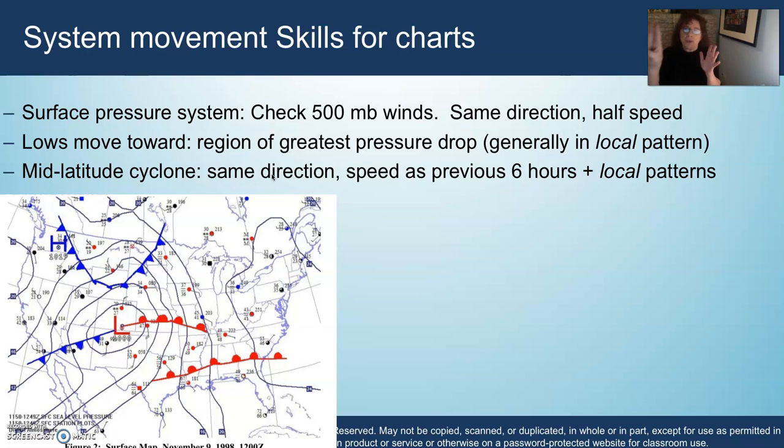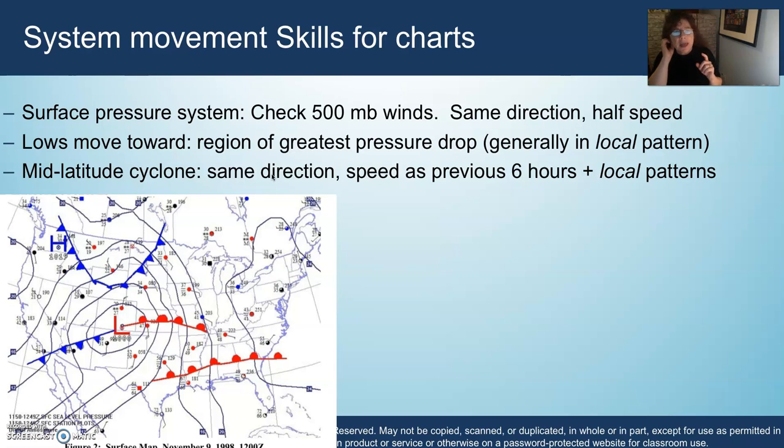So we're going to go through 3 patterns that are pretty generalized for the Northern Hemisphere, and you can apply that to some of the forecasting that you'll be doing soon. First of all, if you want to know where a pressure system is going to move on the map, then you need to check the 500 millibar winds. And your surface pressure system will move in the same direction as the 500 millibar winds at about half the speed. That's a pretty standard number 1 trend that you need to know.